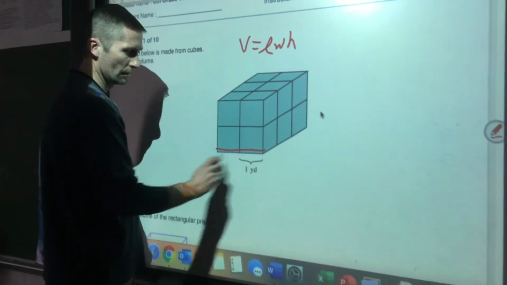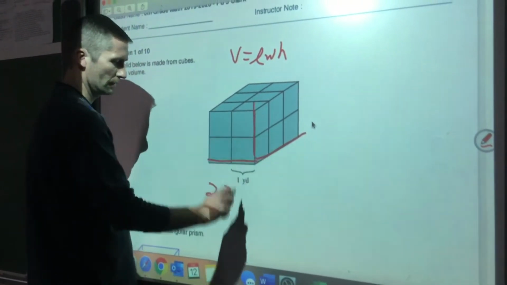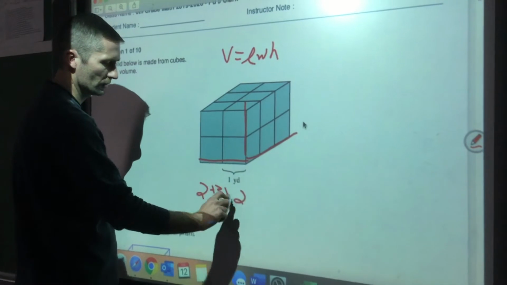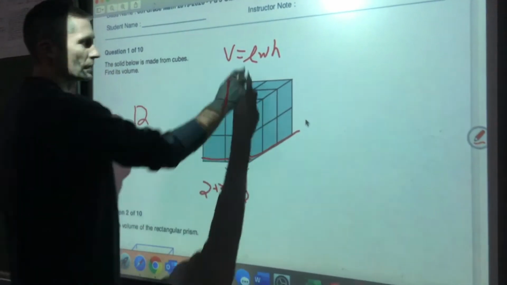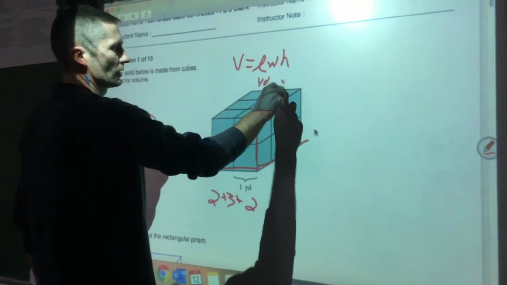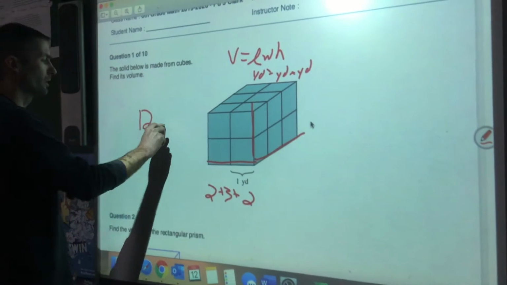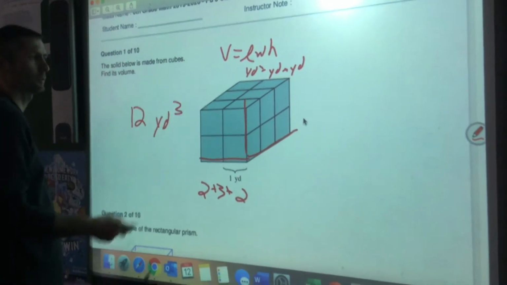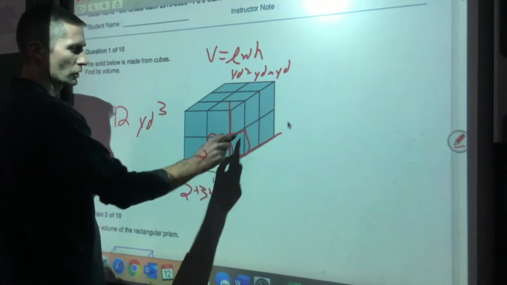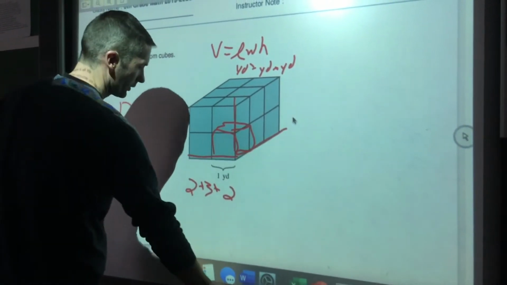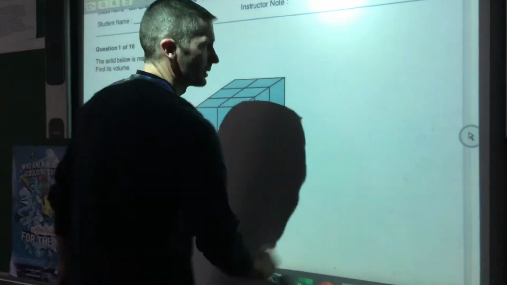So my length is 2, my width is 3, my height is 2. So it's 2 times 3 times 2. So the volume of this is 12. And then we're doing yards times yards times yards. So that gives us cubed yards, yards to the power of 3, yard times yard times yard. And so we know we're dealing with cubes here, not squares. Okay. Next question.